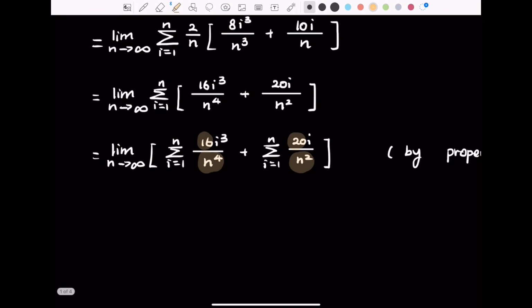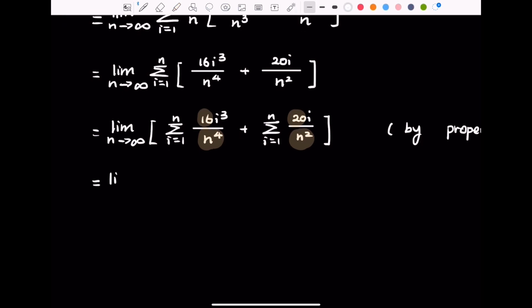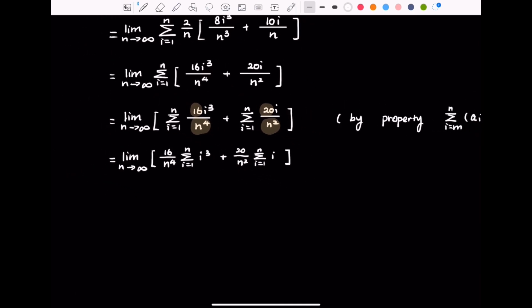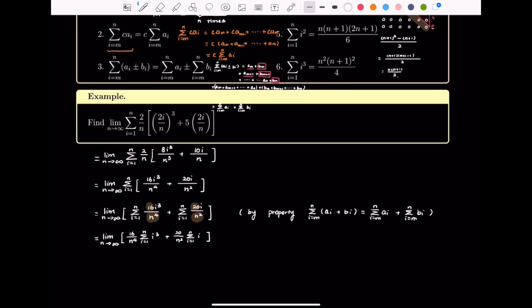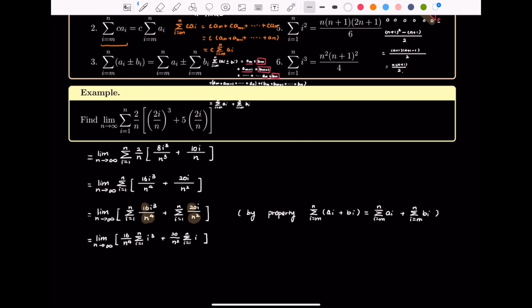So let's do that. The first term, I'm going to be left with i cubed, plus the second term is 20 over n squared, summation from 1 to n, and I'll be left with i. And here, I use the second property, where you can take out or factor out the constant.